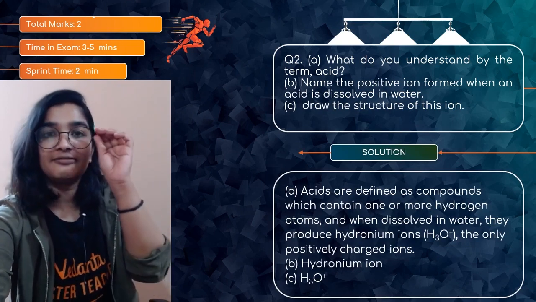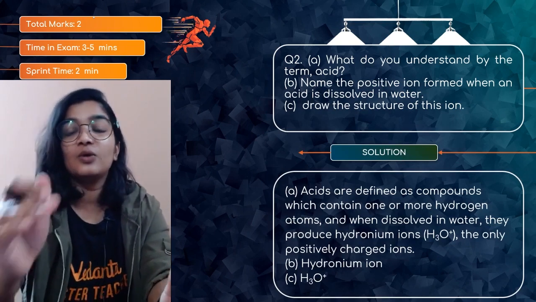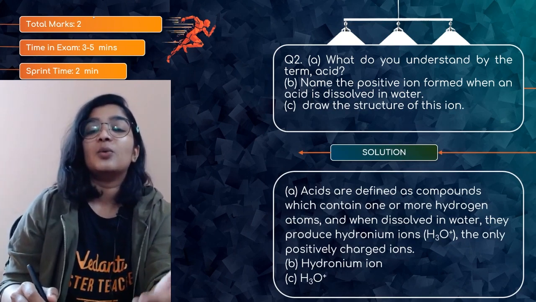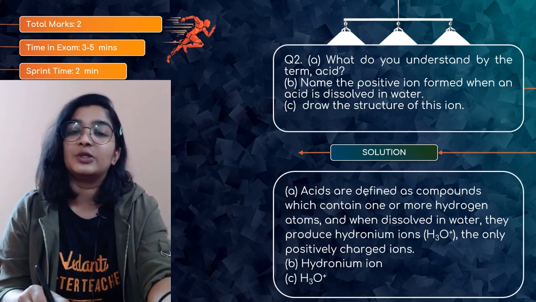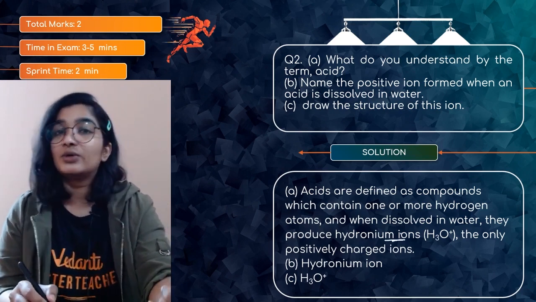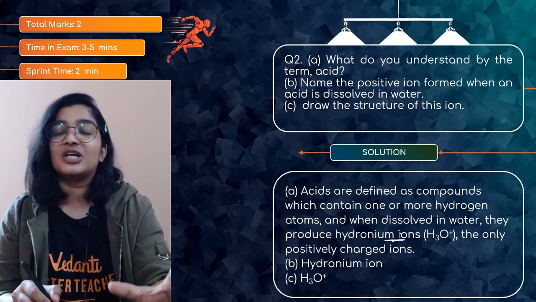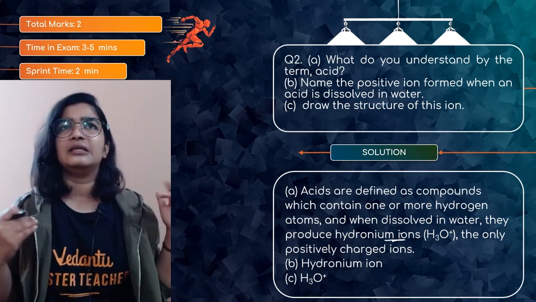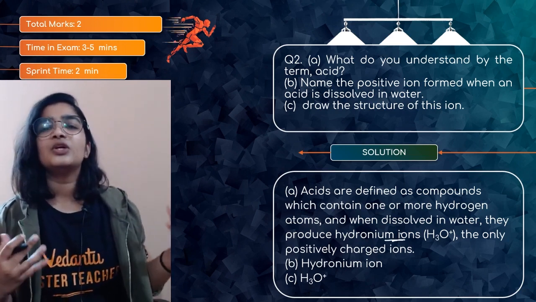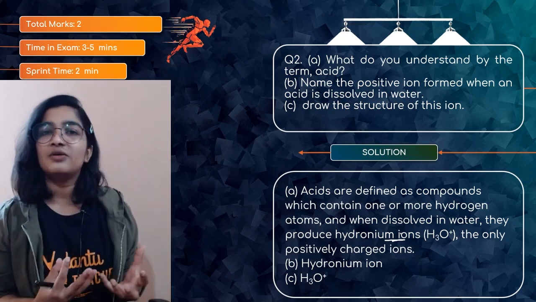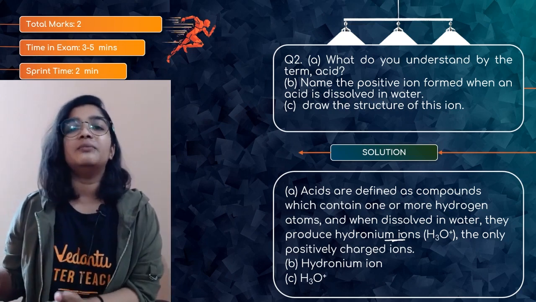Acids are defined as compounds which contain one or more hydrogen atoms. When dissolved in water, they produce hydronium ions, the only positively charged ion. For example, HCl, HNO3, H2SO4. Which is the positive ion formed? It's always the hydronium ion.